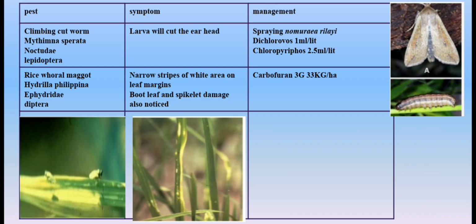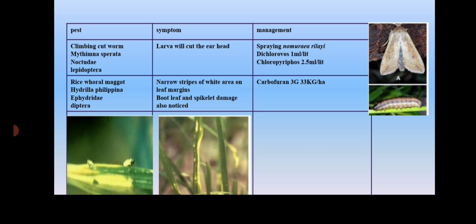Next pest is climbing cutworm, Mythimna separata, Noctuidae, Lepidoptera. So the larva will also climb and cut the ear heads. And in order to manage, we can spray dichlorvos, chlorpyrifos in the same way, or else we can spray Nomuraea rileyi. Another insect is rice whorl maggot, Hydrellia philippina, Ephydridae, belonging to the order Diptera.